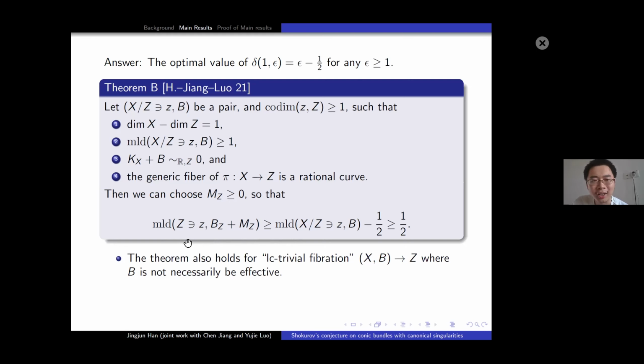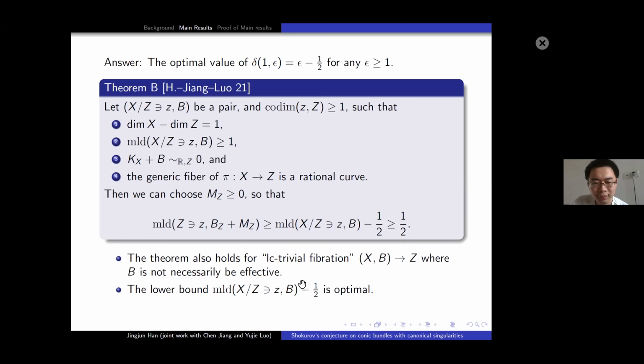Indeed, if you are familiar with the canonical bundle formula, in some cases people are interested in a more general setting, which means that we do not require (X,B) to be a pair. We do not require B to be an effective divisor, but we need to assume that B is effective with respect to the general fiber, and under some technical assumptions, the so-called LC trivial fibration for such (X,B) over Z, we also show that the theorem holds in this setting.